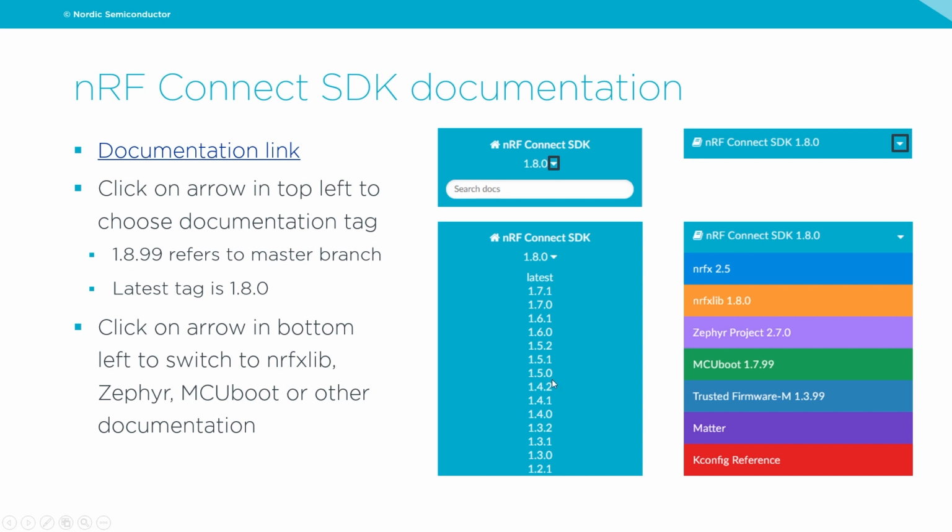That's a very easy way to switch between the different documentation versions. And then on the bottom left-hand corner of your screen, you'll see this. If you click on that arrow there, then you'll be able to move between the different repositories. So if you want to switch to the nrfx documentation, you can easily do that. Same for Zephyr Project, MCUboot, etc. So that's a very simple way of moving between the different repository documentation.